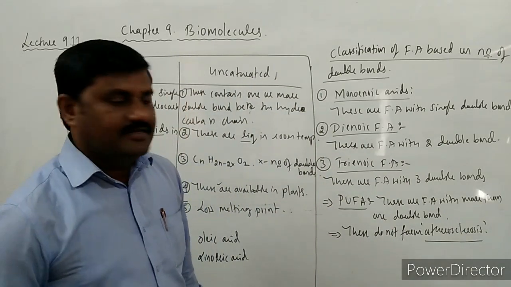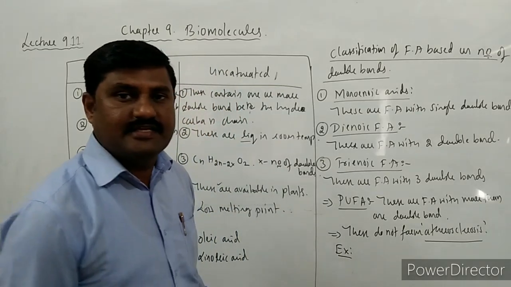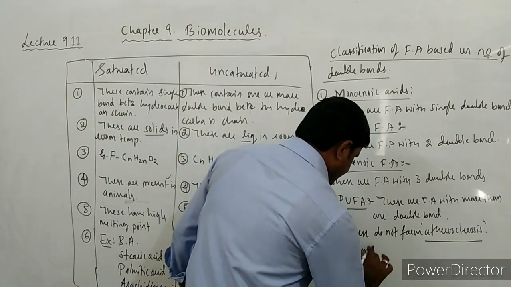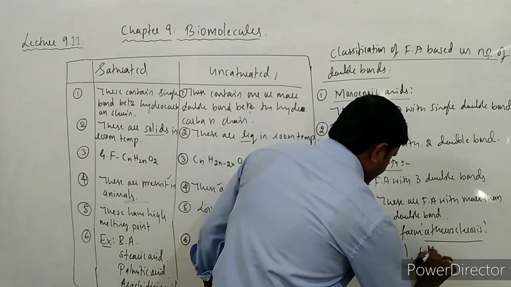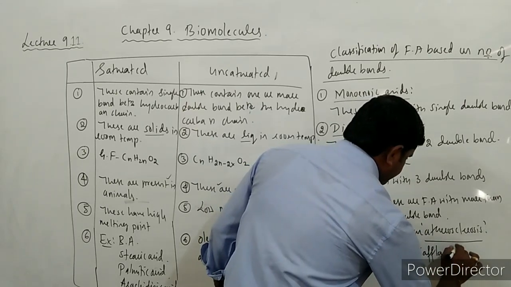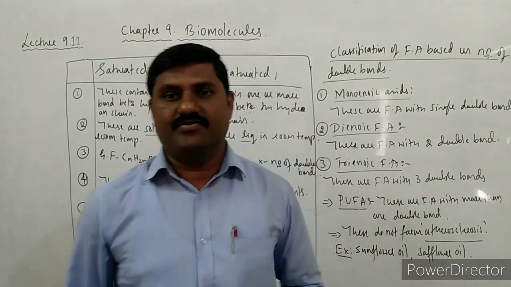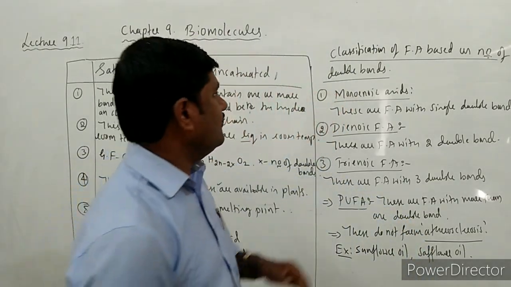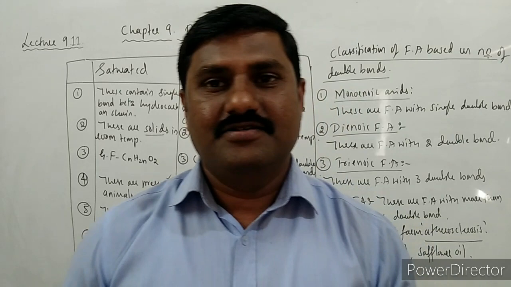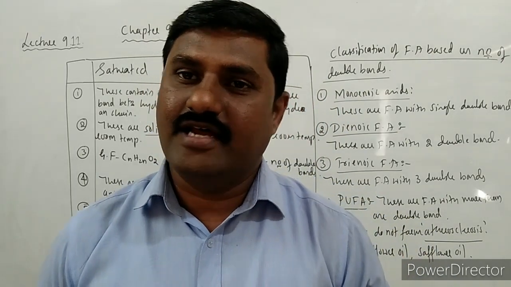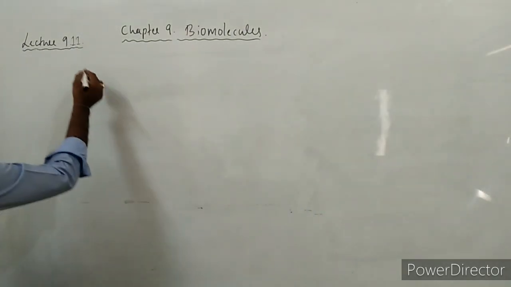That's all. Right? So, examples of such PUFA are present in sunflower oil or safflower oil. So this is the classification of fatty acids based on the number of double bonds. Right? So this is one fact you came to know. And after this, let us see glycerol.